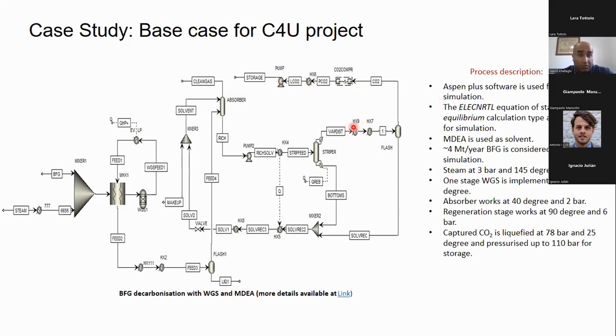Aspen Plus is used to simulate the process, and this model is an equilibrium model. Almost 4 million tons per year of blast furnace gas is considered for this process modeling, and steam at 3 bar and 145 degrees is provided. We consider a 1-stage water gas shift, the high temperature water gas shift, because the medium and low temperature water gas shift processes are not sulfur tolerant, and usually there are sulfur components in the blast furnace gas. So this is our assumption, to just assume 1-stage water gas shift.